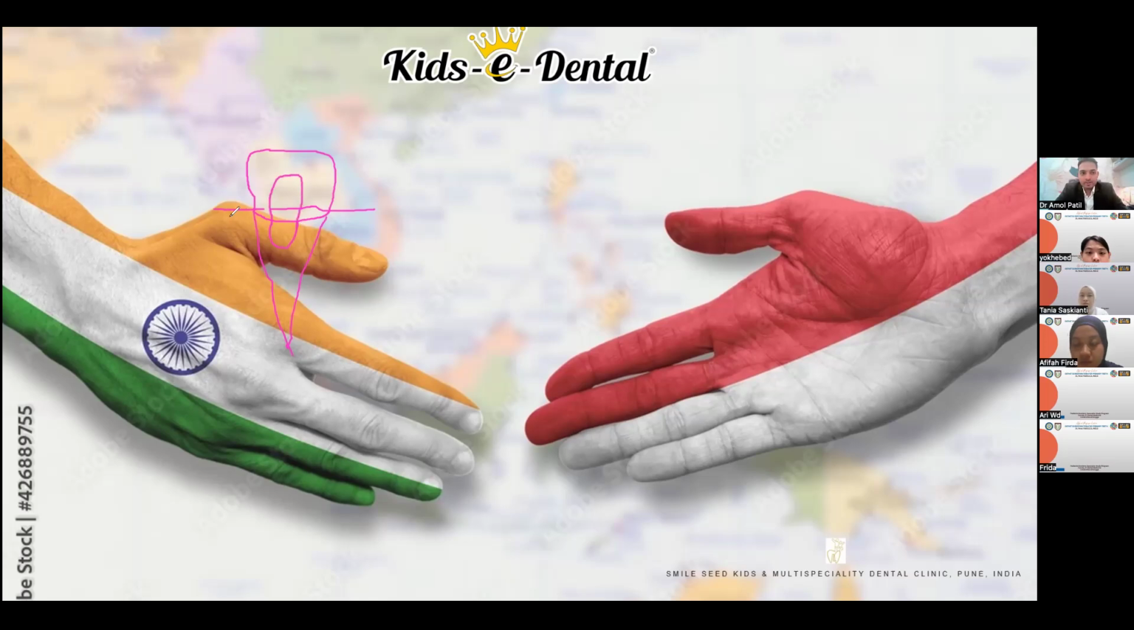So, for example, this is the CEJ level. Then it should be 2 mm subgingivally and 2 mm supragingivally. Only then will it have the strength to hold the crown structure. Otherwise, it cannot hold the crown structure. So it should be 2 mm subgingivally, 2 mm supragingivally. Post that, you can prepare this nicely and lute the crown. Hope this answers the question.